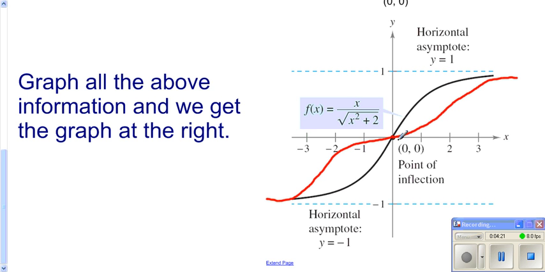But our concavity lets us know we cannot have this red graph. So our concavity allows us to be able to go ahead and get an accurate graph of what's going on here.